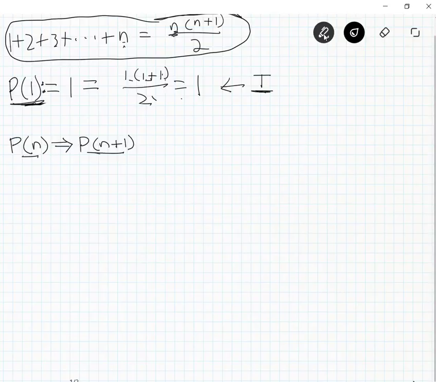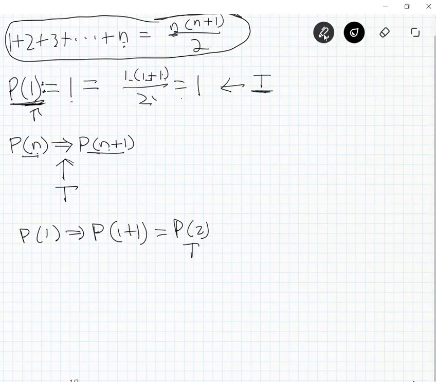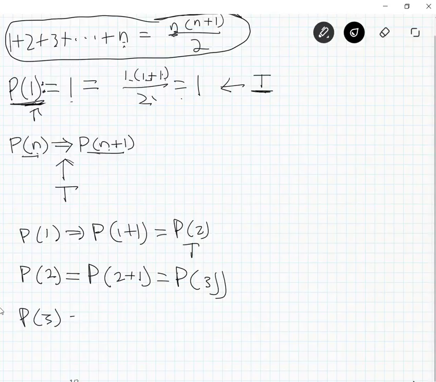Now, why is that? If we prove this relationship is true, and we've already proved it's true for the number 1, then P of 1 implies P of 1 plus 1 is true, which is P of 2. So now we know P of 2 is true. Well, we know P of 2 is true, so plug that in for n, and that implies P of 2 plus 1 is true, which is P of 3. And then P of 3 implies P of 4 is true, and so on.